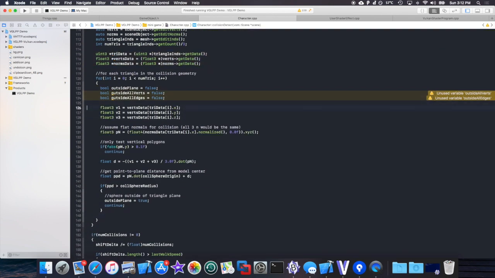So in the test of whether or not we are breaking the plane of the polygon, first I obtain the three vertices that make up the triangular polygon, and then I obtain the normal to the polygon so that I can use that as well.